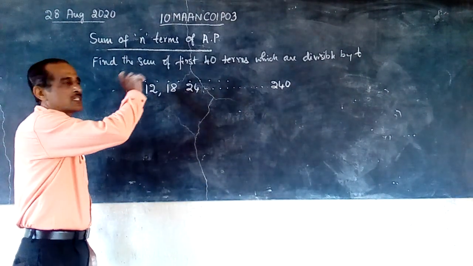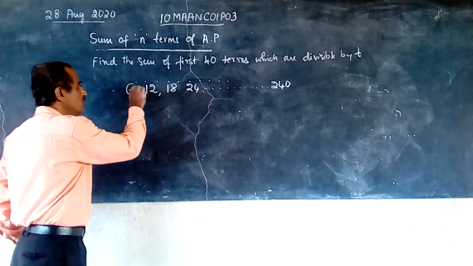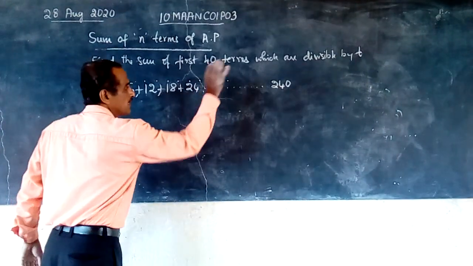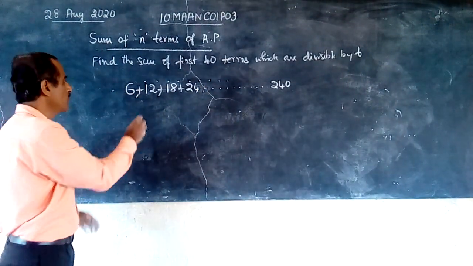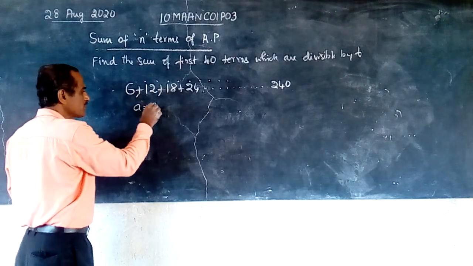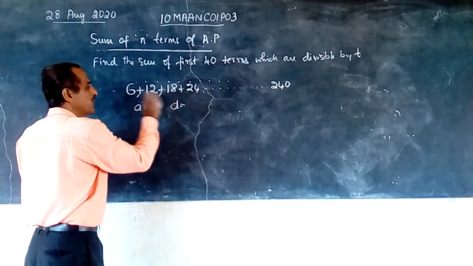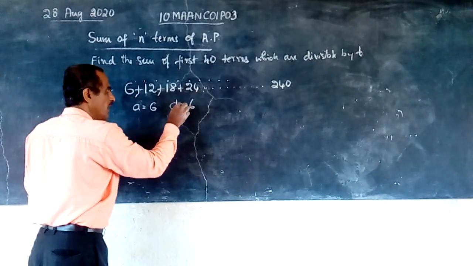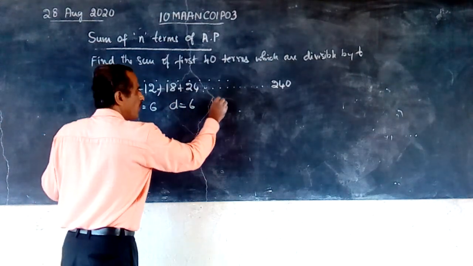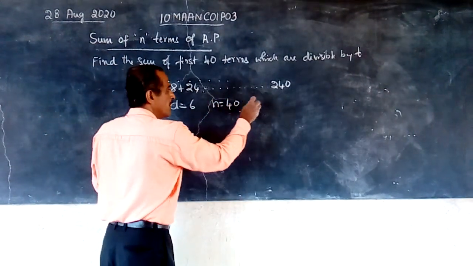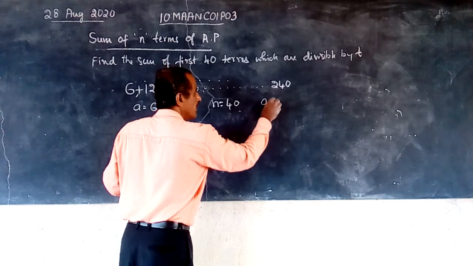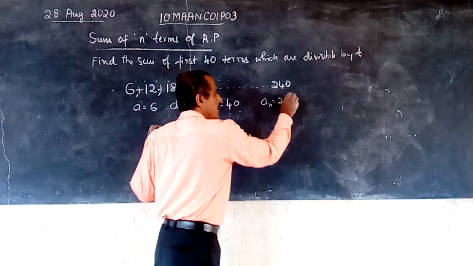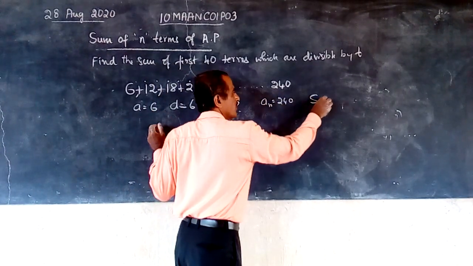Now how to find the sum of this, 6 plus 12 plus and so on? We have already seen. So here A is equal to 6. D is 12 minus 6, which is also 6. And n is equal to 40, given. And the last term an is 240. And you have to calculate S40.